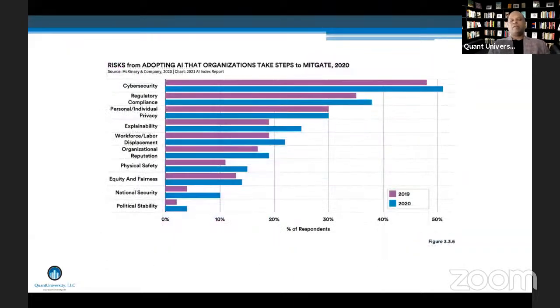In addition to that, when you think about risks from adopting AI that organizations are pragmatically taking steps to mitigate, and this is not just being aware of it, but taking actual action to mitigate in 2020, you still see these areas. But then you can see things like equity and fairness, which, when you talk about algorithmic auditing, becomes a huge issue when you do not have the right kinds of data sets. A lot of companies are still thinking that it's probably in the 10 to 15% range of respondents who are actually taking specific actions. So what does it all mean?